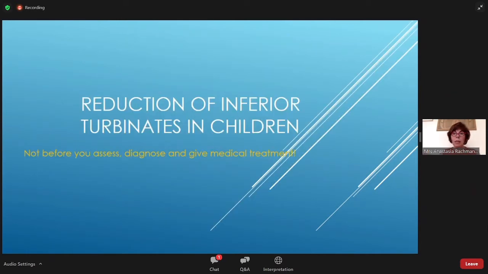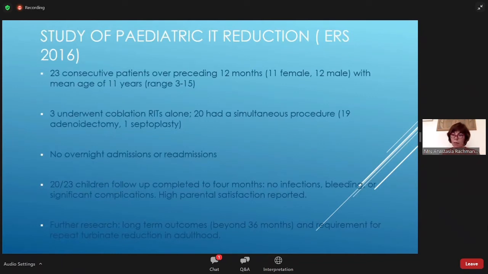And how do we go about reduction of inferior turbinates in children? So this is a presentation at a European Rhinologic Society conference, where we presented at the time 23 patients aged from 3 years to 15 years. And we did not have any overnight admissions or readmissions. We had very satisfactory comments by the parents.